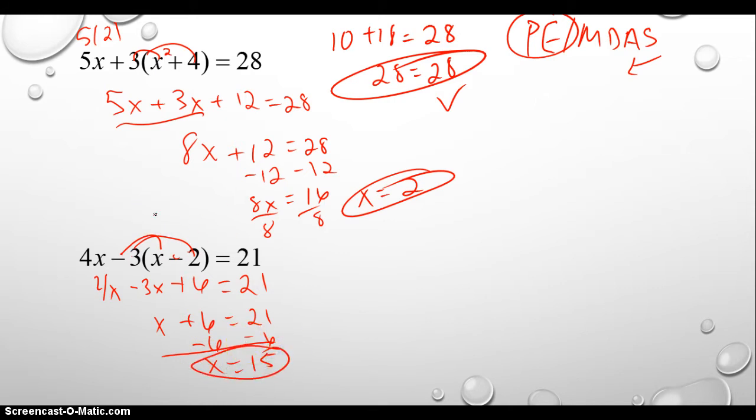Plug it back in now. 15 times 4, which is 60. And we know we plug 15 in. 15 minus 2 is 13. 13 times 3, 39. 60 minus 39 is 21. So 21 does equal 21. So it checks out here.